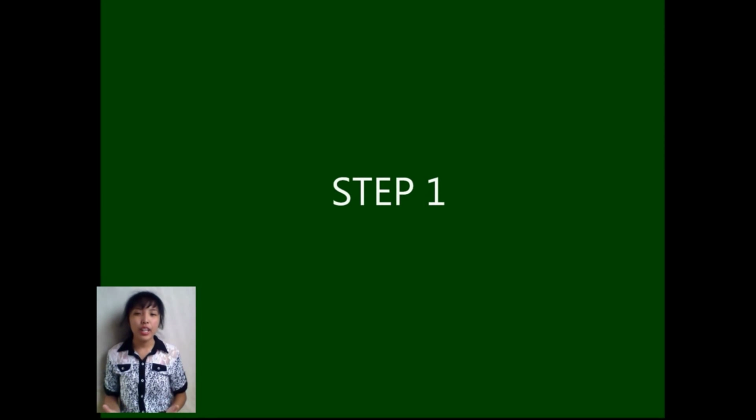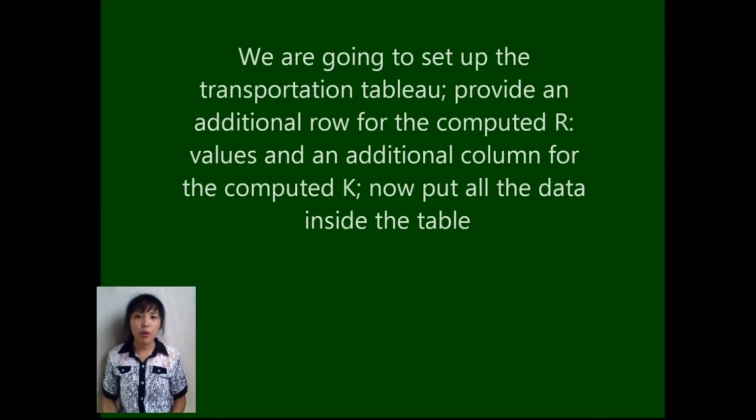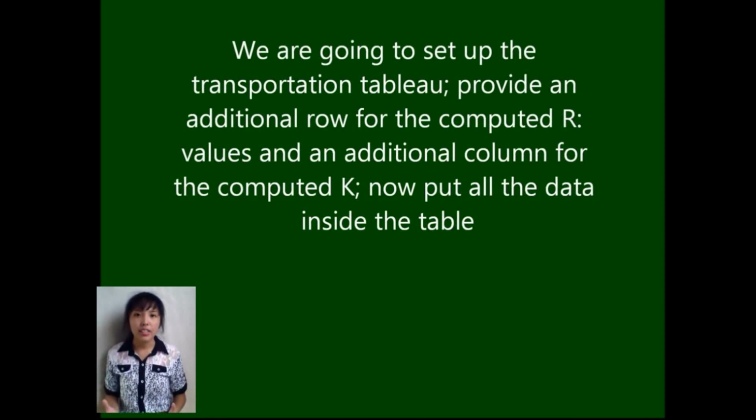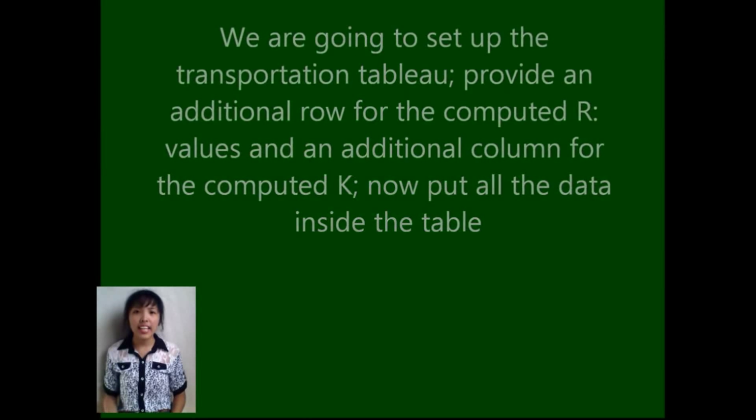Step 1. We are going to set up the transportation tableau. Provide an additional row for the computed R values and an additional column for the computed K. Now, put all the data inside the table.